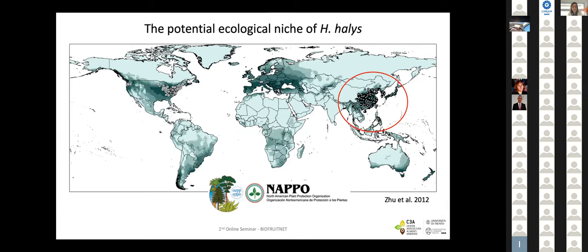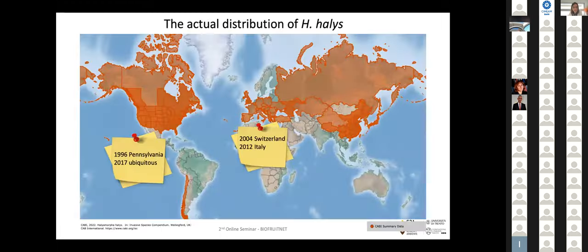Something that made Halyomorpha halys such a great pest, great for the pest, of course, not for the growers, is the high potential ecological niche and the wide niche of this species. So this is a simulation where you can see in the red circle the native area in Eastern Asia, and all the dark green areas are the potential, highly suitable areas for this species to reproduce. If you compare this situation with this, which is the actual distribution of the species, you see that basically all the areas that were suitable have been occupied by the species already.